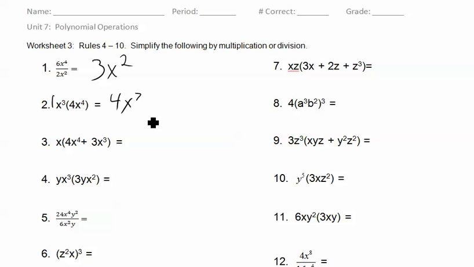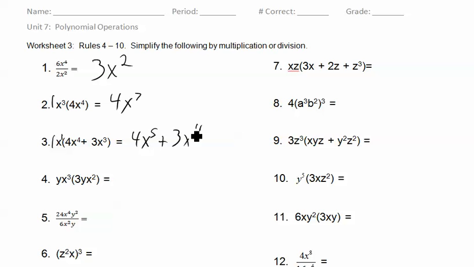Alright, here's one with distributing. So we have x, again, if there's no exponent, then it's to the 1. And then there's no coefficient, so that's 1 also. So 1 times 4 is 4, plus x to the 1 plus 4 is 5, if we add the exponents. So we multiply the coefficients. 3 times 1 is 3. X to the 1 plus 3 is 4.